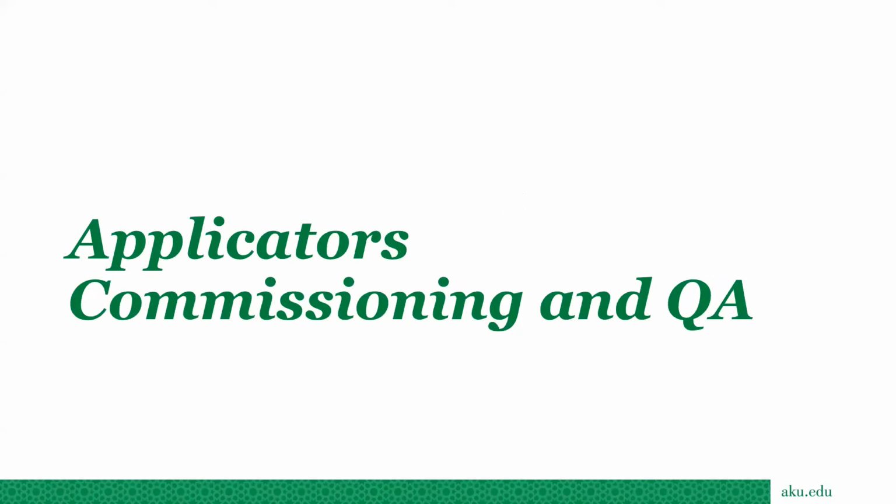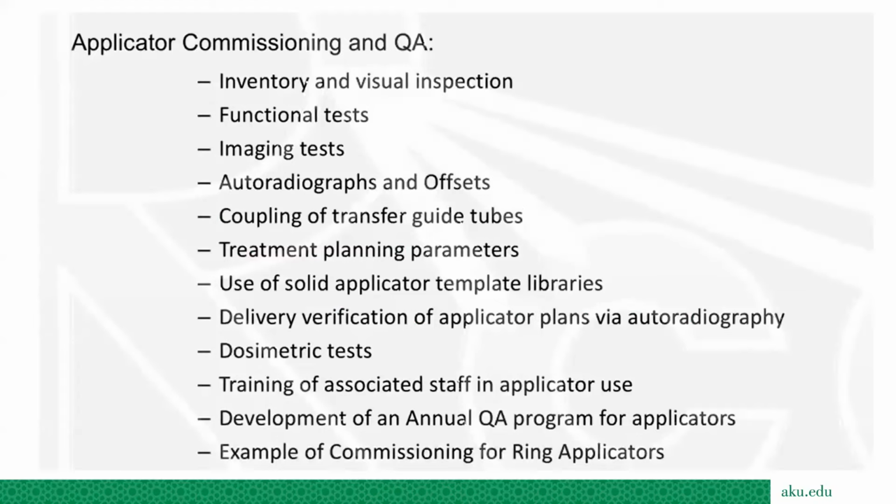So the first part of today's talk is about the commissioning and QA of the applicators. When you initiate brachytherapy services, it is a requirement that we go through all these entities: the inventory and visual inspection of the applicators, functional test of the applicators, imaging tests, autoradiographs, and coupling of the transfer guide tube with the applicators, because there are different types of applicators and different types of transfer guide tubes, at least with the variant. And there are different sizes as well. So we should know which transfer guide tube should be used with which applicators.